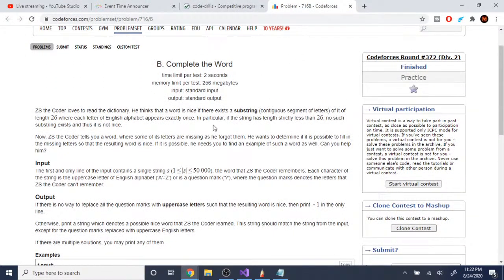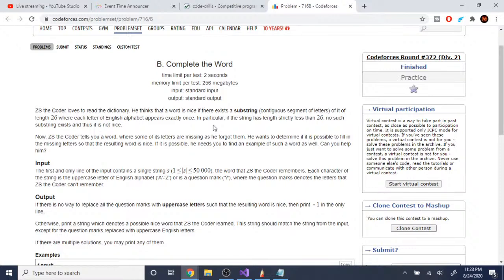Okay, so Zs likes to read a dictionary. He thinks that a word is nice if there exists a substring of it of length 26, where each letter of the English alphabet appears once. In particular, if the string has strictly less than 26 letters, no substring exists, and it's not nice. Now Zs tells you where some of the letters are missing, as he forgot them. He wants to determine if it's possible to fill in the missing letters so that the resulting word is nice. If it's possible, you want to find an example word. Can you help him?